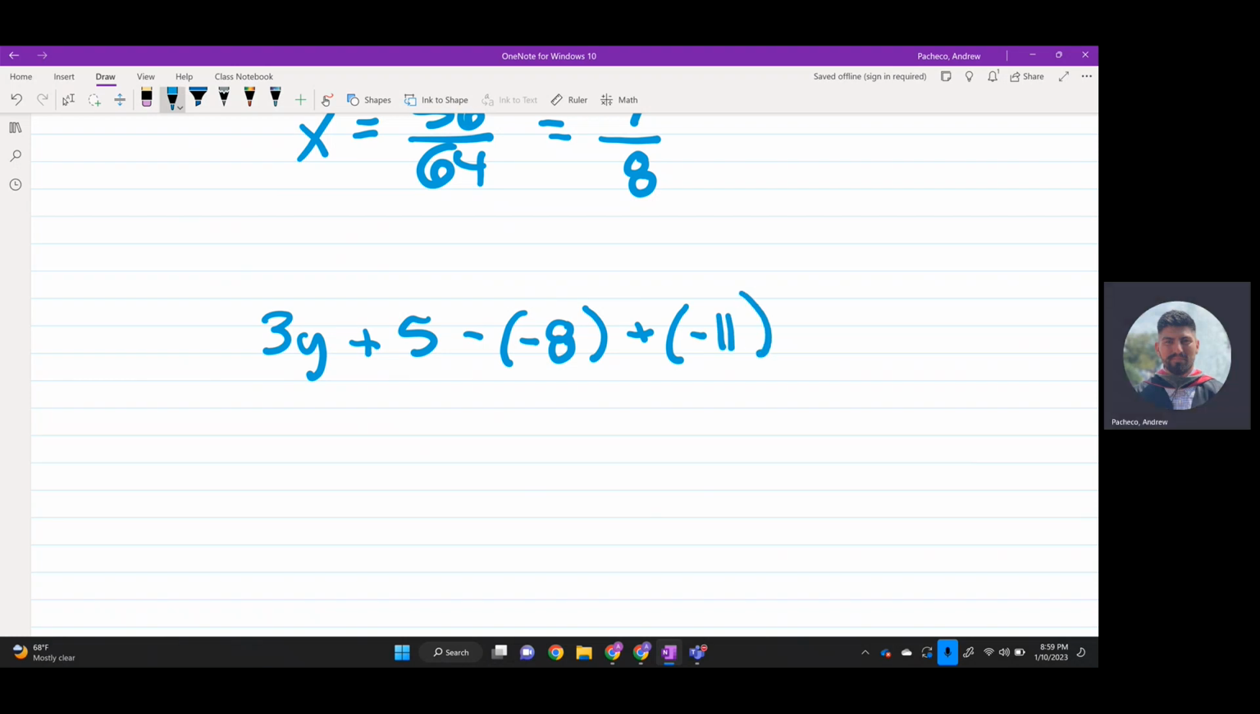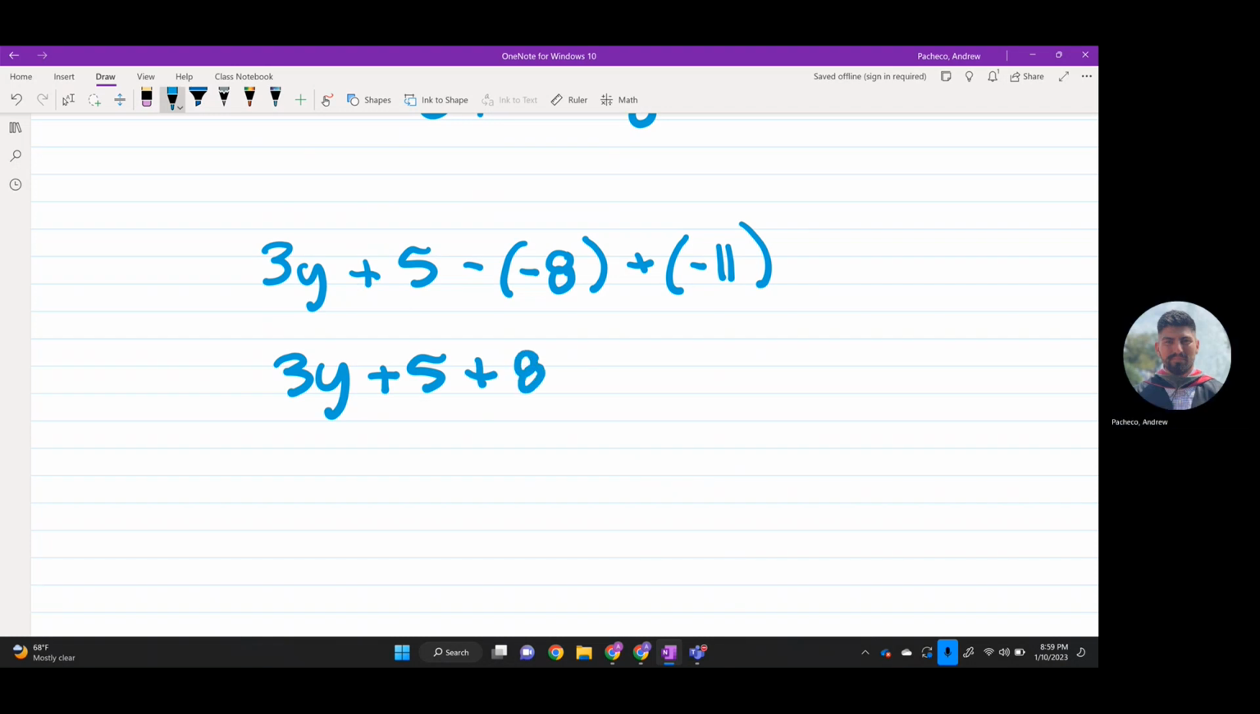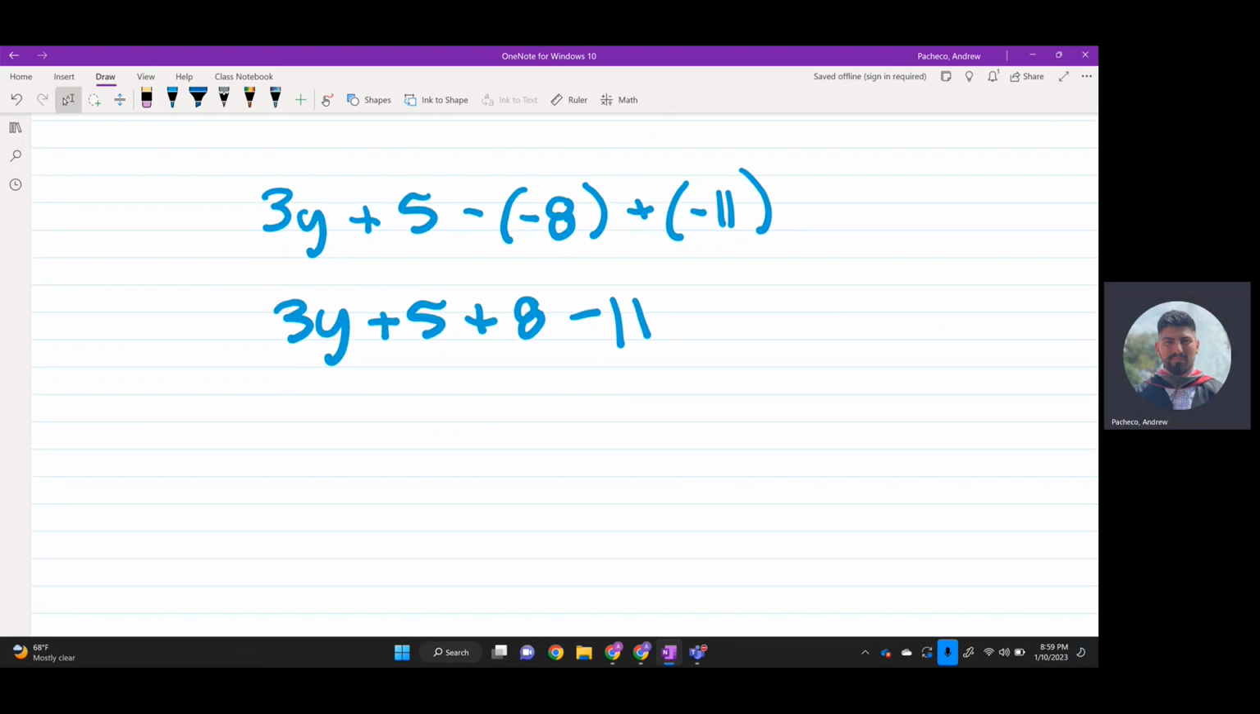And this just goes back to combining like terms. But first we have to drop all of the parentheses. The only thing to distribute is that minus sign in front of our negative 8. We know that anytime I have minus a negative, that's going to be a plus positive. So this is going to be y plus 3y plus 5 plus 8 minus 11. All I'm going to do is combine my like terms.